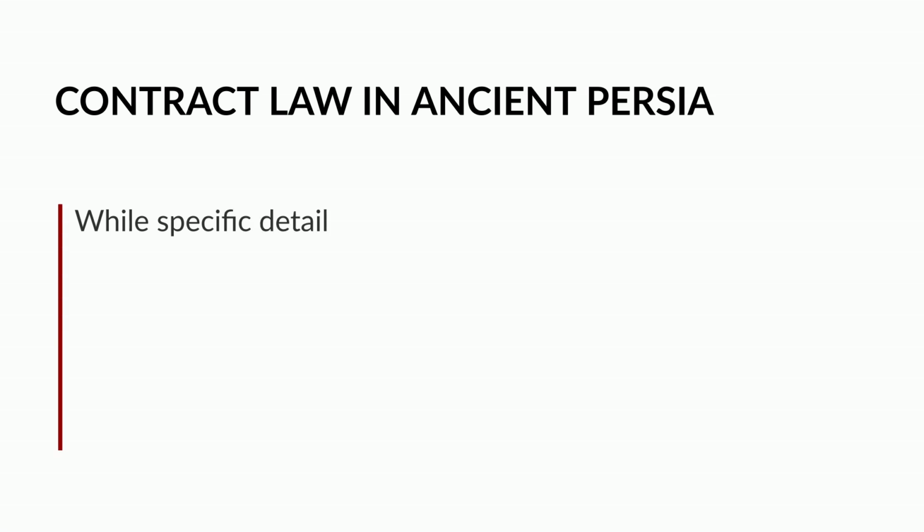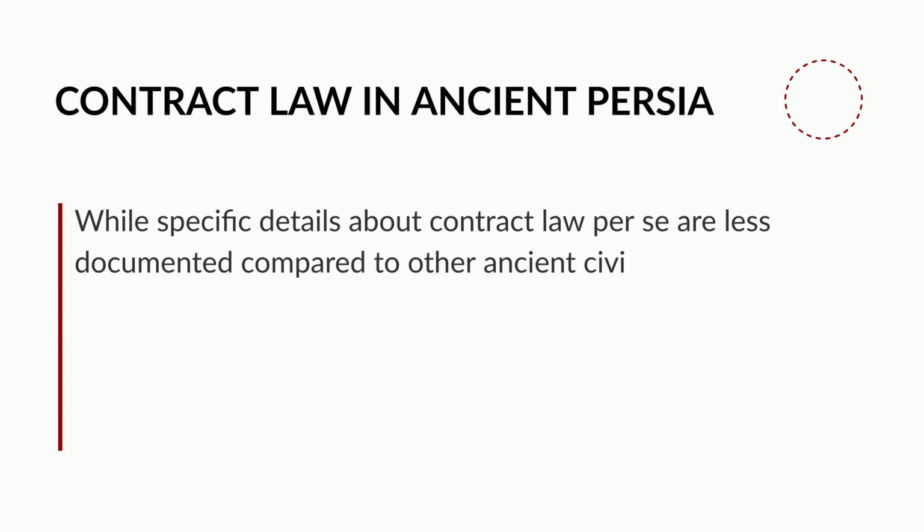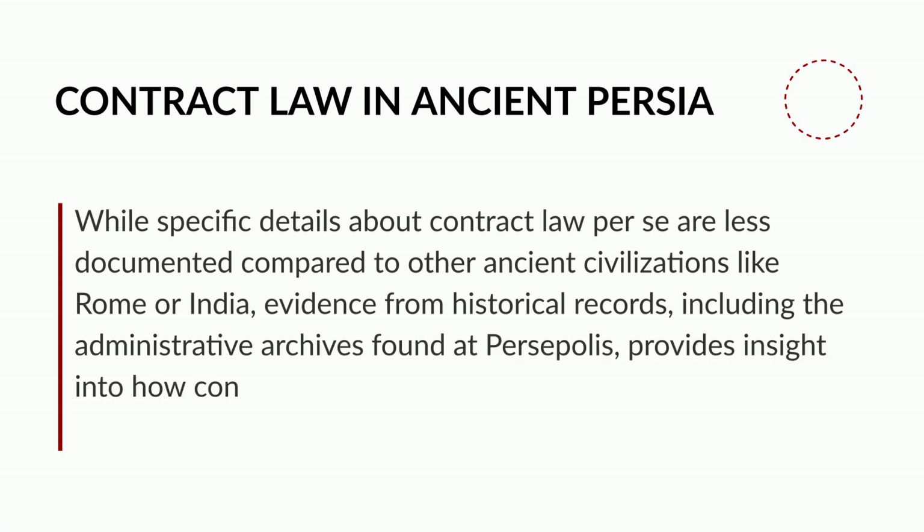While specific details about contract law per se are less documented compared to other ancient civilizations like Rome or India, evidence from historical records, including the administrative archives found at Persepolis, provides insight into how contracts and legal agreements were managed in ancient Persia.